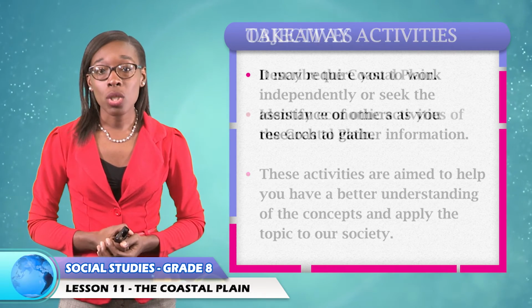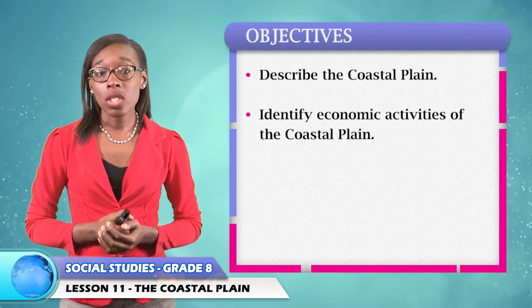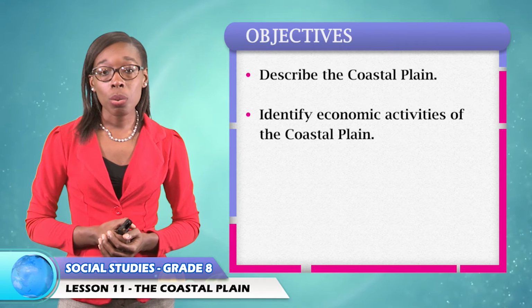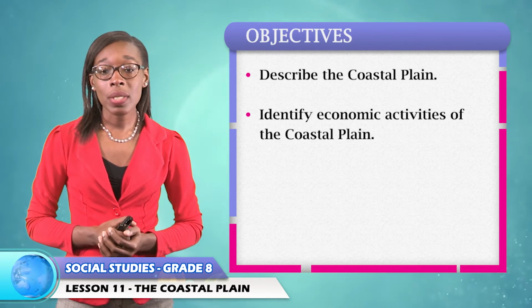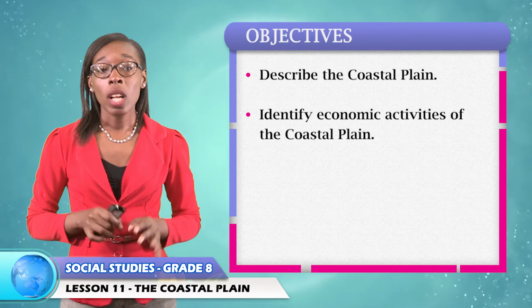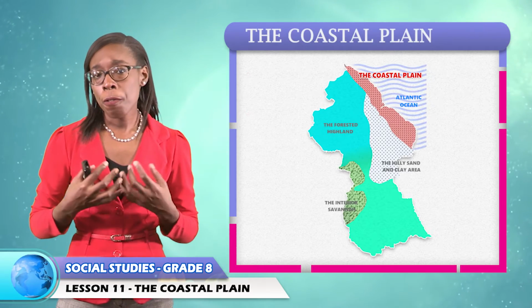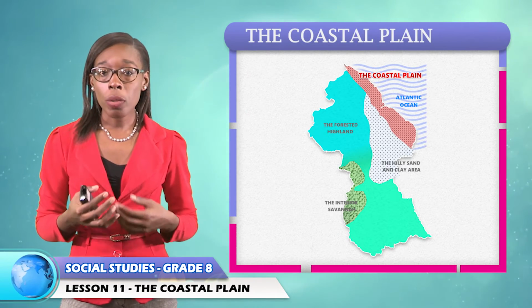So, what are the objectives? Students should be able to: 1. Describe the coastal plain and 2. Identify economic activities of the coastal plain. So let's get right into the discussion. What are the physical features of the coastal plain?